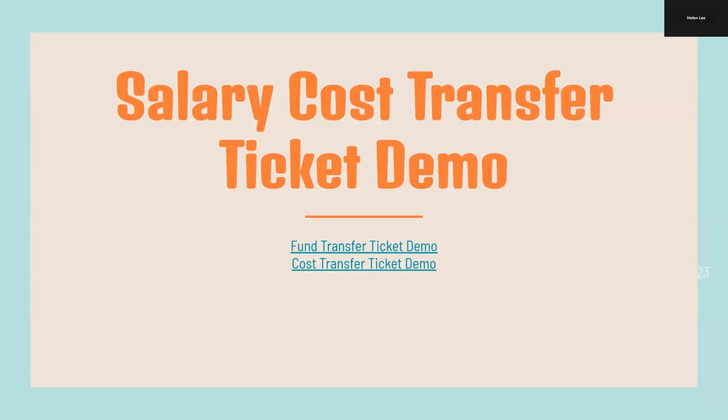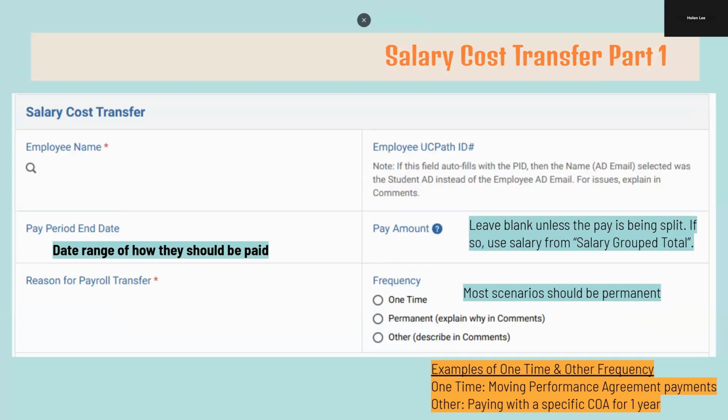Finally, we'll move on to the salary cost transfer ticket demo. Now, salary cost transfer will require a little bit more information. First, you'll put in the employee name, so whose expenses are we actually moving? The employee ID will auto-populate. Next, you'll input the pay period end date, basically the date range of how they should be paid. The pay amount, you can leave blank unless the pay is being split. If you are splitting the pay, you will use the salary from the salary grouped total on your DOPE report.